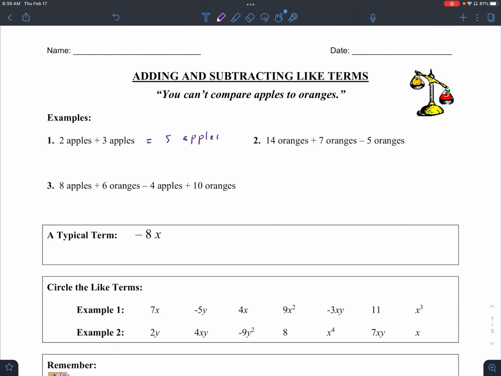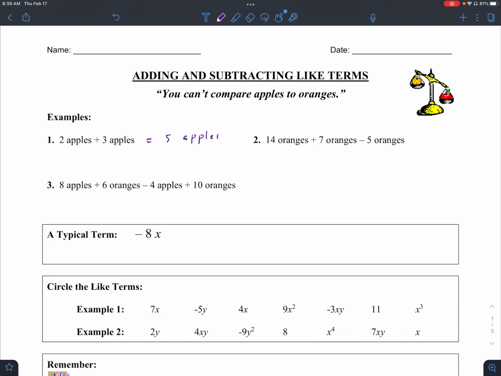Now, when it comes to oranges, you can also add and subtract oranges. So if we have 14 oranges plus 7 oranges minus 5 oranges, we're going to have 21 minus 5, which is 16 oranges. The reason why we can add and subtract them is because they are like objects. They're very similar, so we can actually collect them.